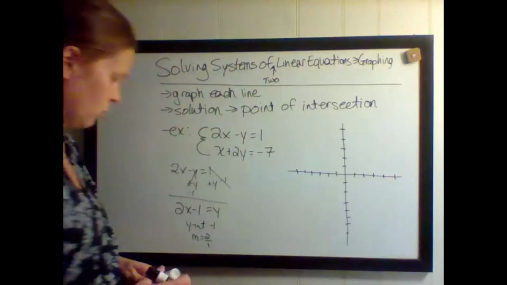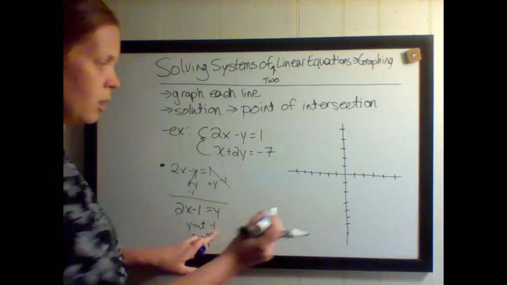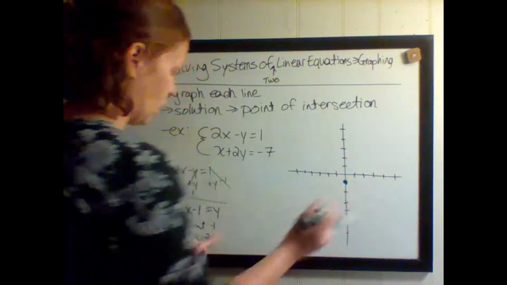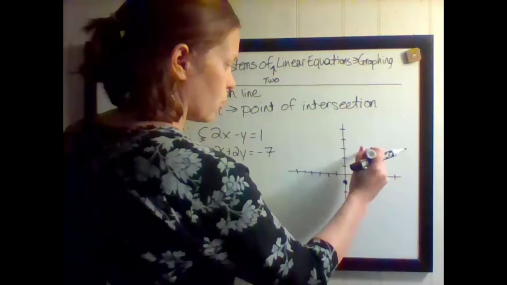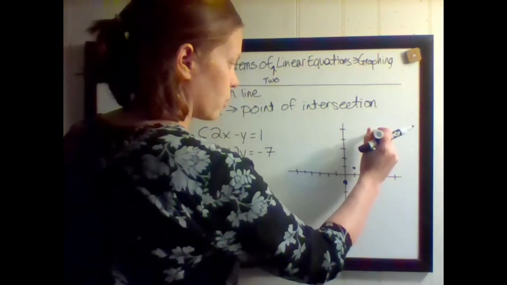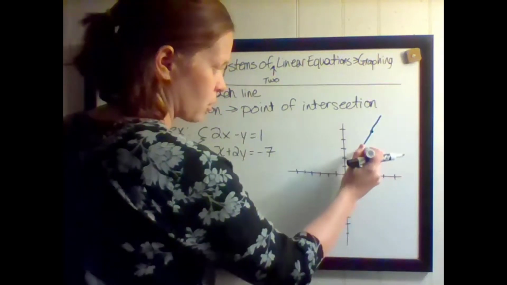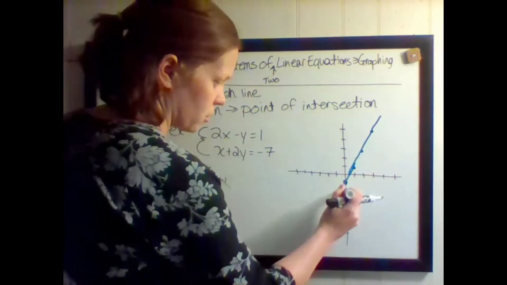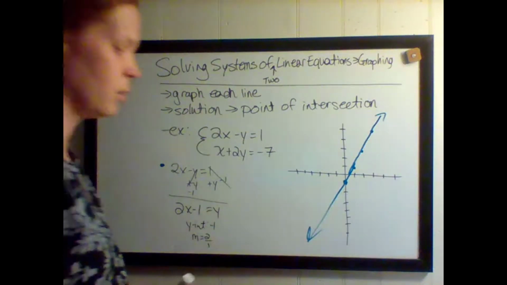So I'll start there, and then I'll use my slope of 2 over 1. We'll do this one in blue. I'm going to start at negative 1, and then I'm going to go up 2 over 1, up 2 over 1, up 2 over 1. Also, if you have a ruler of some sort, that's good to get this accurate. Okay, so there's my first line.